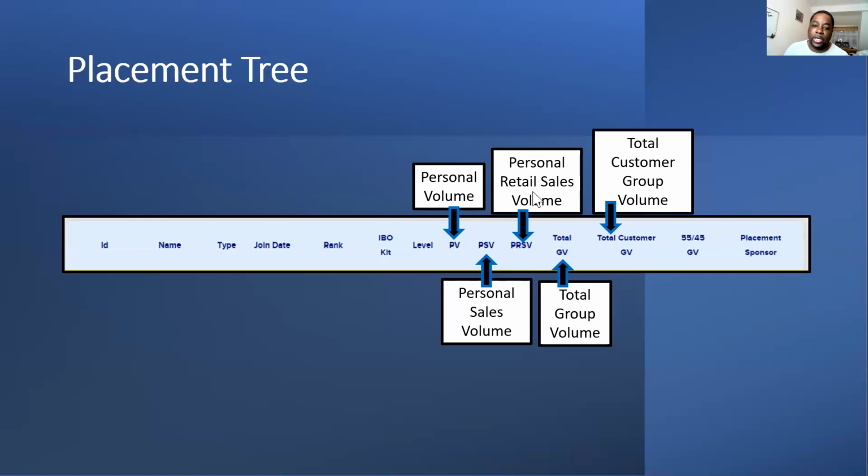Now your personal retail volume is very, very key. When I mean retail volume, it's anybody who has a subscription who isn't an IBO. So the first one, the PSV, includes those who are IBOs in your organization who have a subscription. Now your PSRV is very, very important. That's what keeps you in your rank.